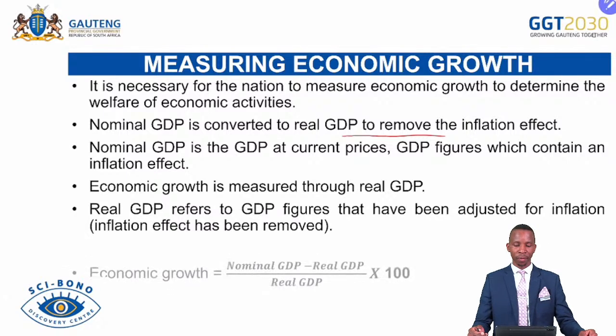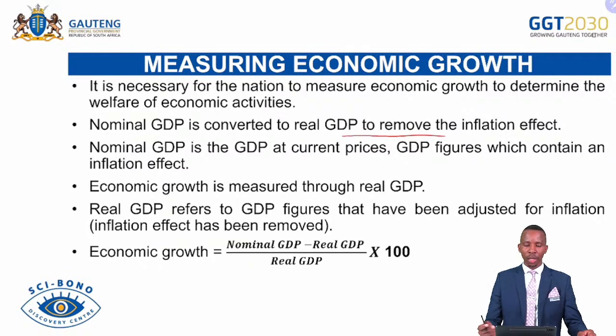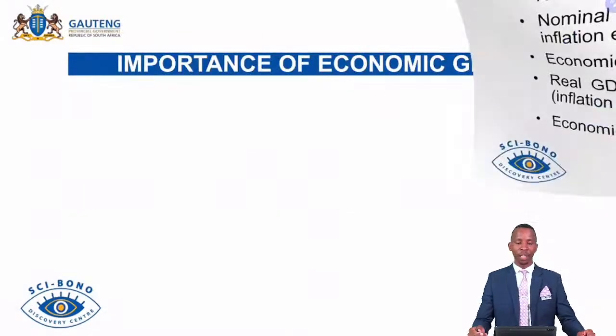So to calculate economic growth, we say economic growth equals nominal GDP minus real GDP over real GDP, multiplied by 100. Then you will discover the economic growth rate of the country for that particular period of time.